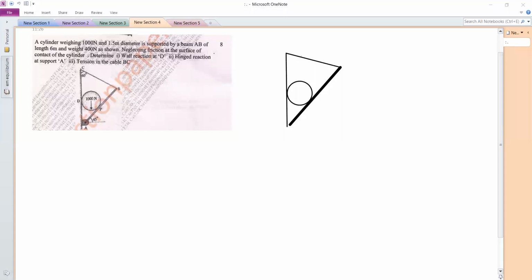Okay, so note down this next problem. This problem is on the sphere and the rod. So here one cylinder weighing 1000 Newton.